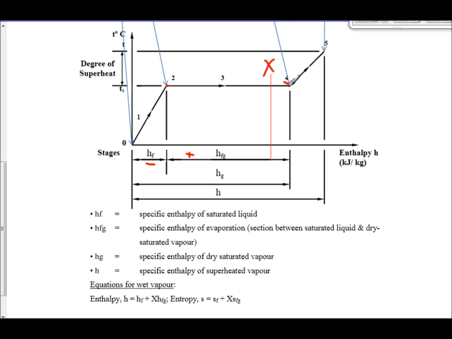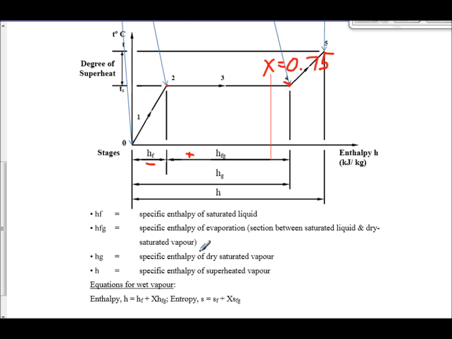At 0.4, it's 1, in which case it would be HF plus all of HFG. But if I had only reached, say, 3/4 of the way along this period of evaporation, then that means that X would be equal to 0.75. So I've gone 3/4 of the way across, so it'll be 0.75.